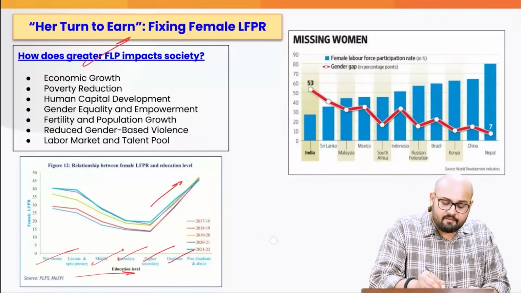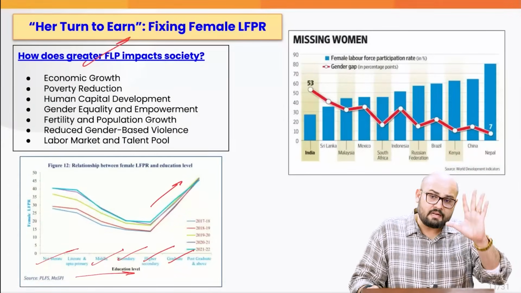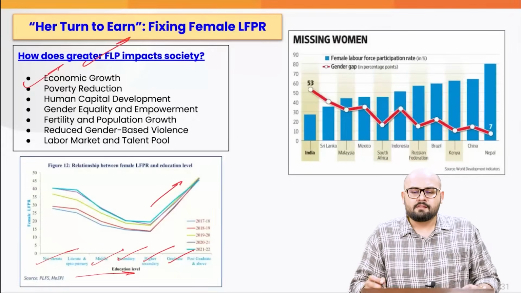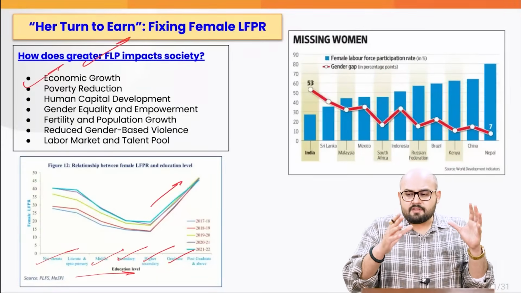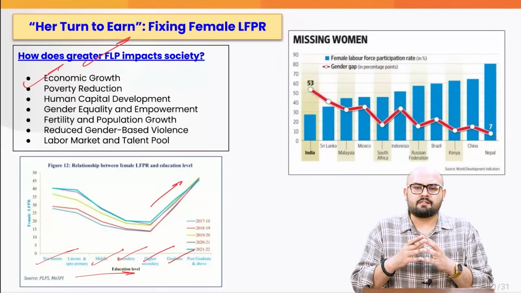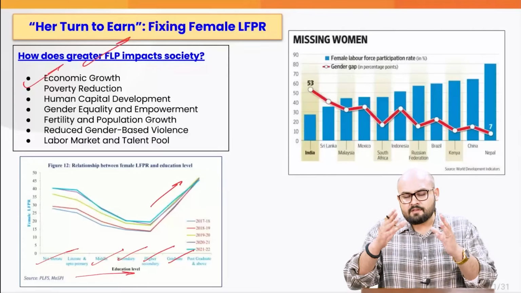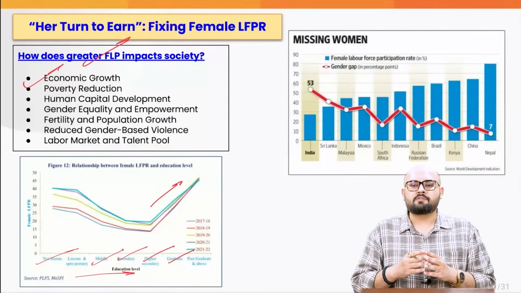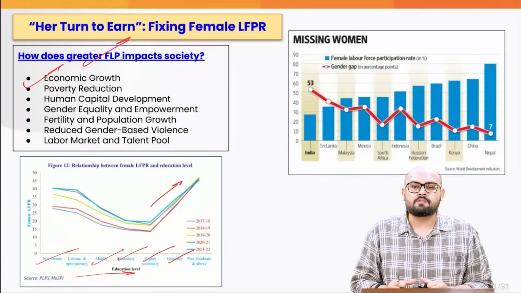Why does greater female labor force participation matter in a country like India? The very first is economic growth. See, understand, if just half of the total population is contributing to the economy, obviously we'll have half of the results. Let's say the whole population contributes, even the other half of the population contributes.